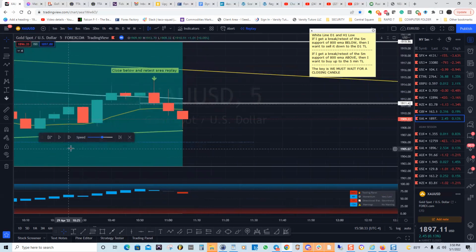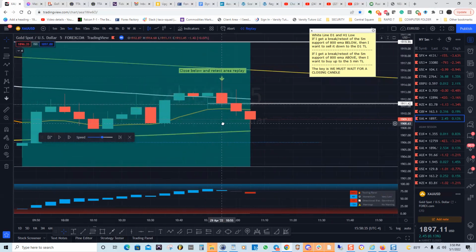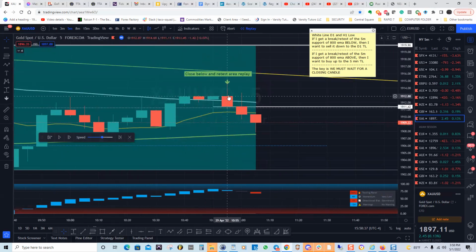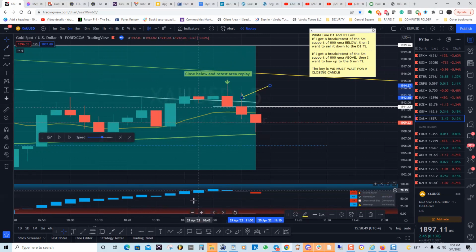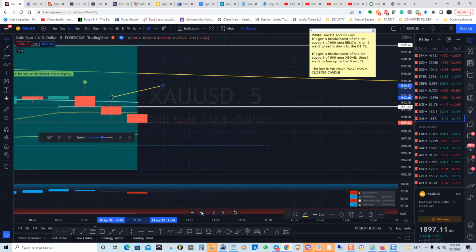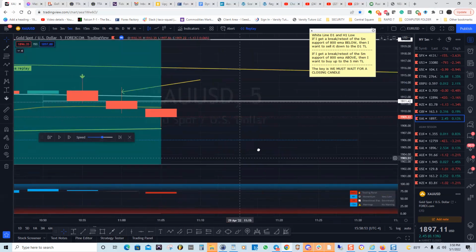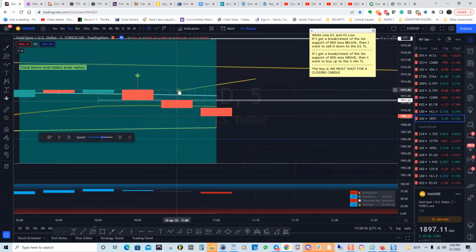Now you see what happened there? This candle here closed below the 50, which is the white. Then this is the retest candle right here. That's the retest, this little wick right here. Let's open it up so you can see. You see this little long tail here?